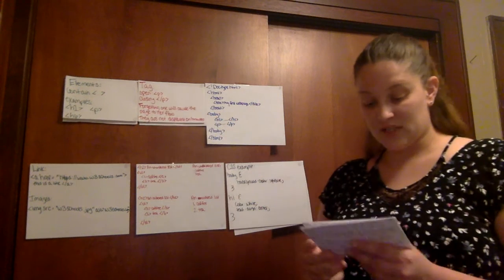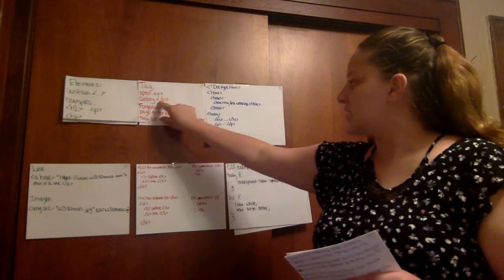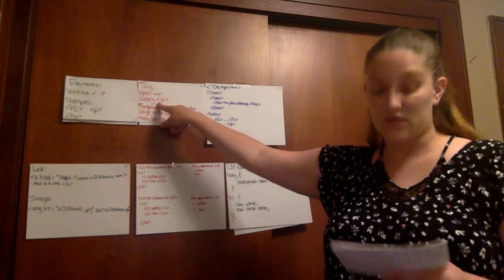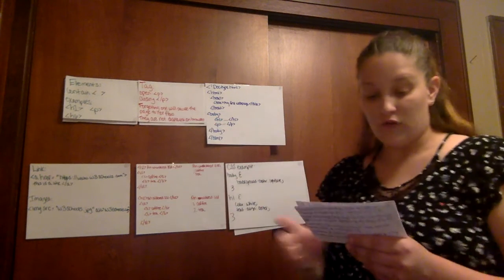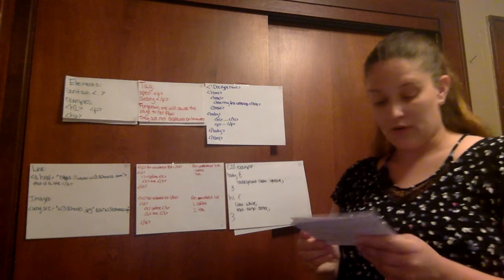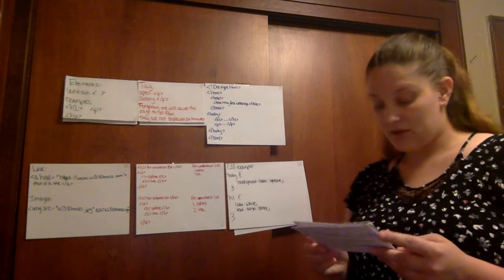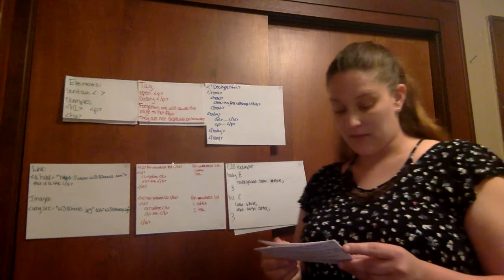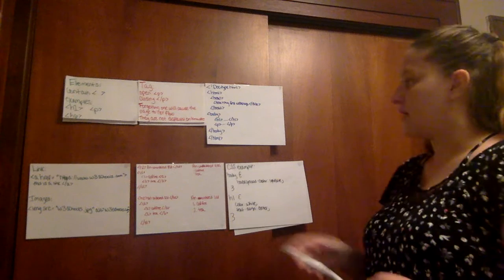The closing tag marks the end of an element. This is exactly the same, except in front of the P you would have a forward slash to show that you're ending it. Forgetting a tag will cause the page to not flow. The content between the opening and closing tags is the content for that element. The tags are not displayed in the browser.